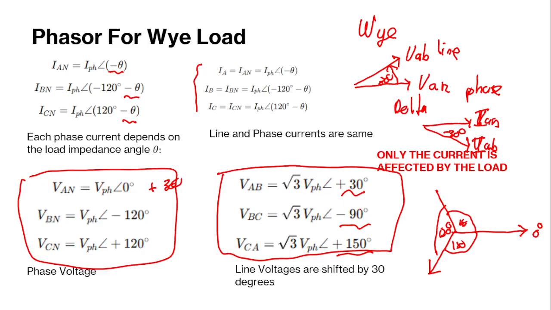For Y, the line current is the same thing as the phase current, so you don't have to shift that. I was overthinking. They literally overlap each other, so you have no shift.